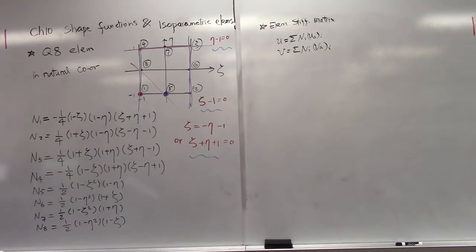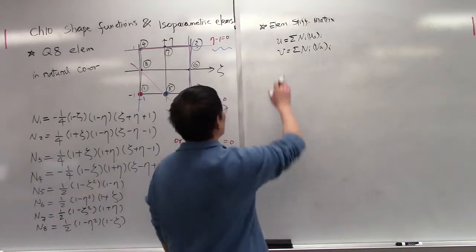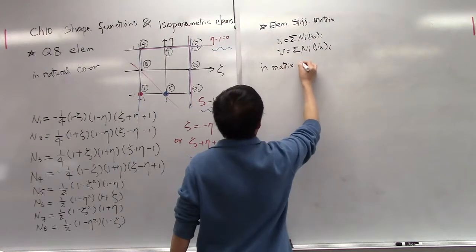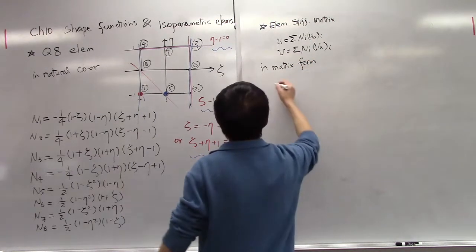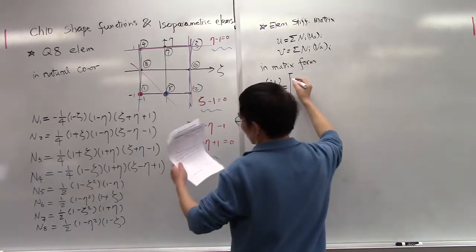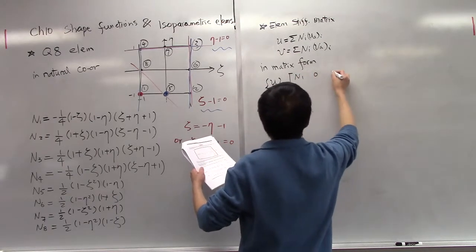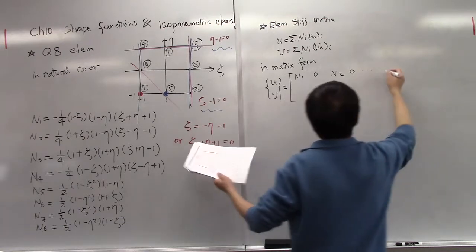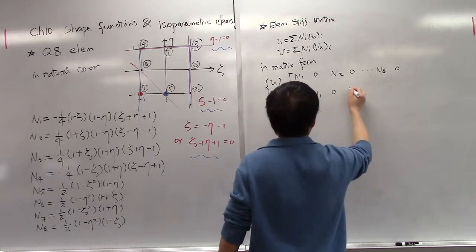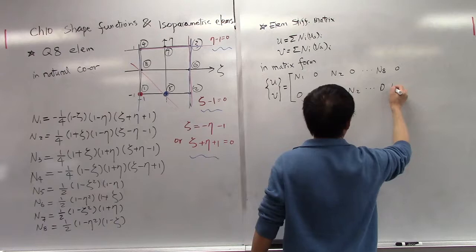Because in 2D problems, the displacement is 2D, so we have an x component, which is u, and a y component, which is v. In matrix form, we write it this way. We can write u and then v, and then we have N1 here and then 0, N2 here, 0, okay, up to N8 and then 0. Here we will have 0, N1, 0, N2, and then 0, N8.